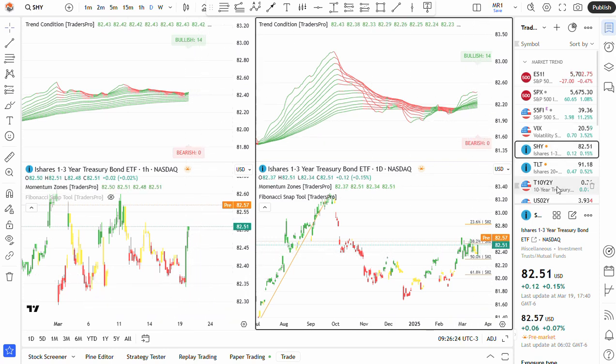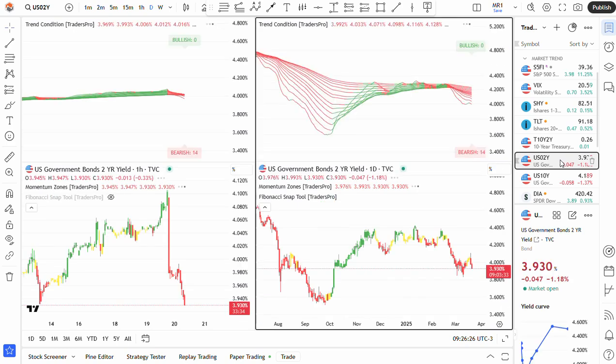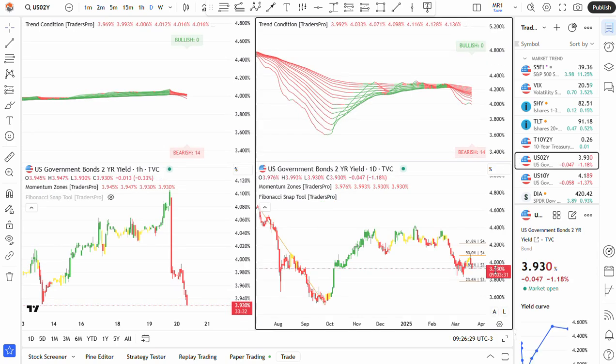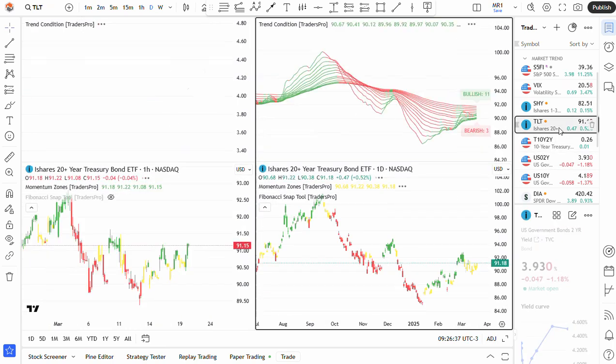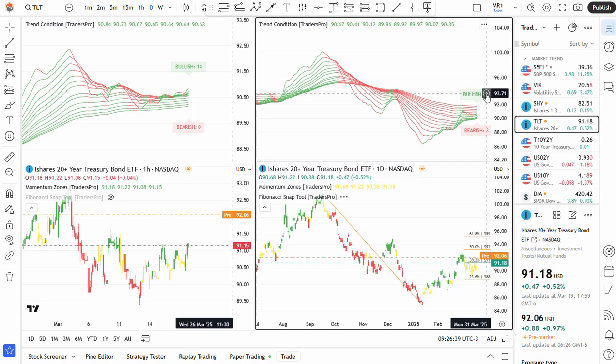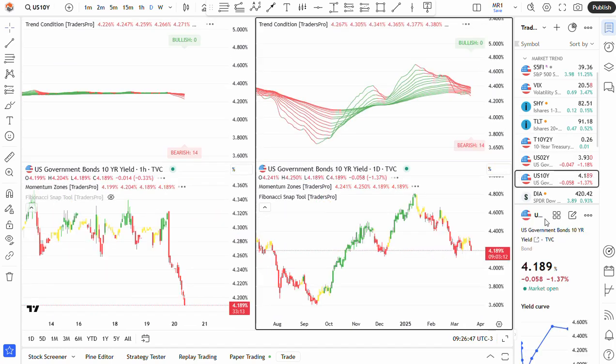That also means that these rates are starting to drop, and this is the 2-year back down to 3.93. Pretty aggressive drop after the Fed announcement, and it is continuing that overall move. We're seeing TLT bullish, majority bullish at 11, majority bullish at 14 on the 1 hour time frame. You can see it looking like it wants to gap higher up to 92 as that 10-year is also falling.